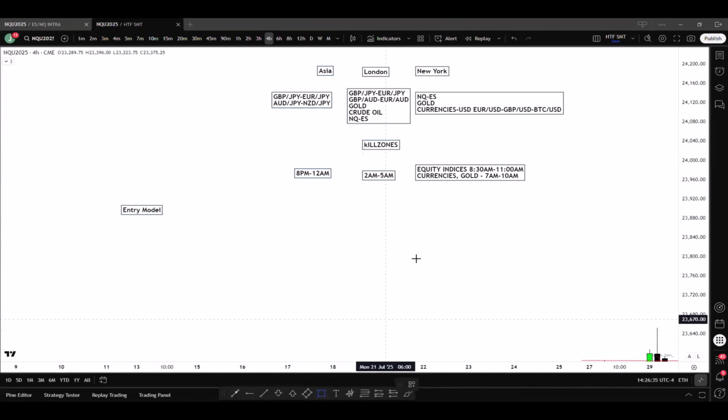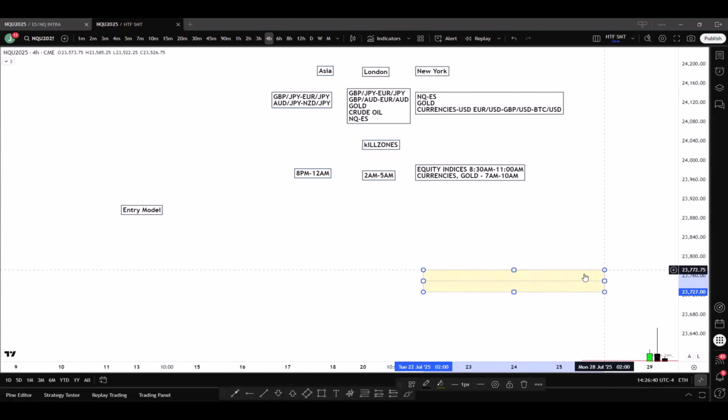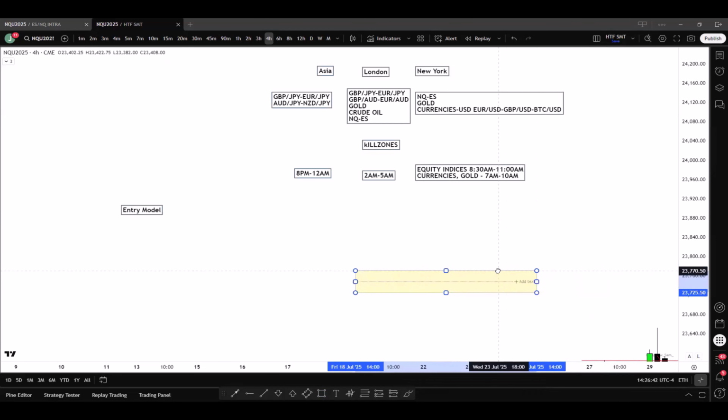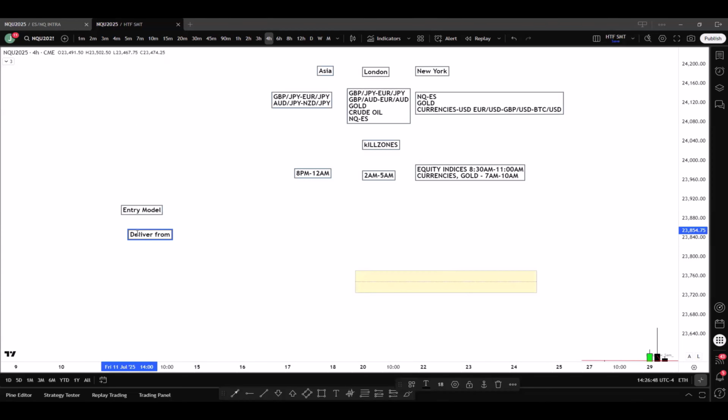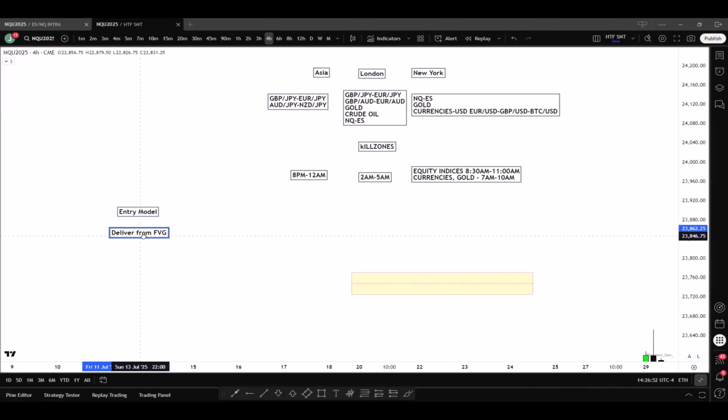The first thing we need to look for in our entry model is we need to deliver from a fair value gap. Price needs to deliver from it. That's step one. Deliver from a fair value gap. Okay, and it has to be on the time frame that you're executing.